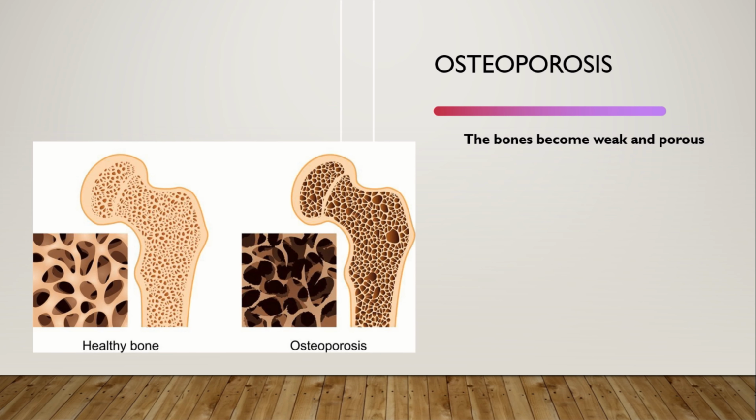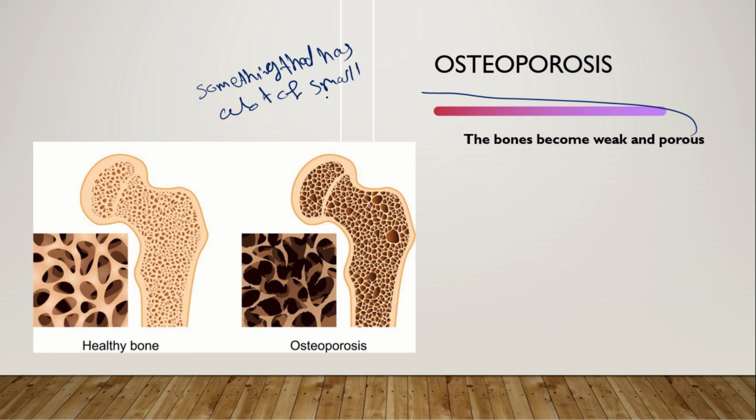We have osteoporosis. What does osteoporosis mean? Osteoporosis is a chronic disease. The bones become weak and porous. Porous means something that has a lot of small holes. Okay. So osteoporosis: the bones become weak and porous.